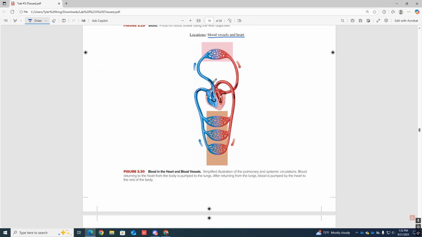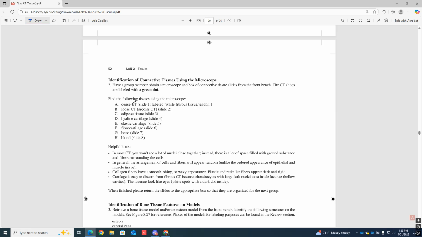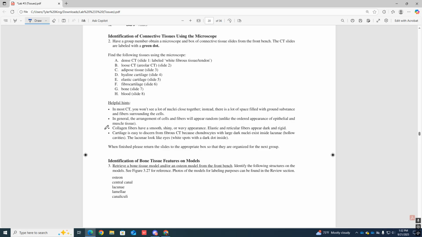All right, so that's everything there, and then we had, of course, all the different slides up here. Helpful hints, okay? I gave you the big helpful hints. In most connective tissue, you won't see a lot of nuclei close to each other. Instead, there's a lot of space for that ground substance, okay? Where that ground substance can give things that glossy, that wavy-looking appearance to it, okay? You're not going to see a lot of the cells, okay? In general, the arrangement of cells and fibers will appear random, unlike the ordered appearance of epithelia, okay?